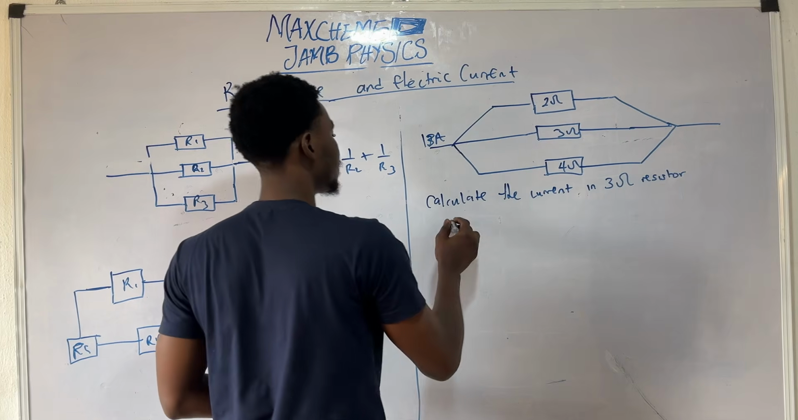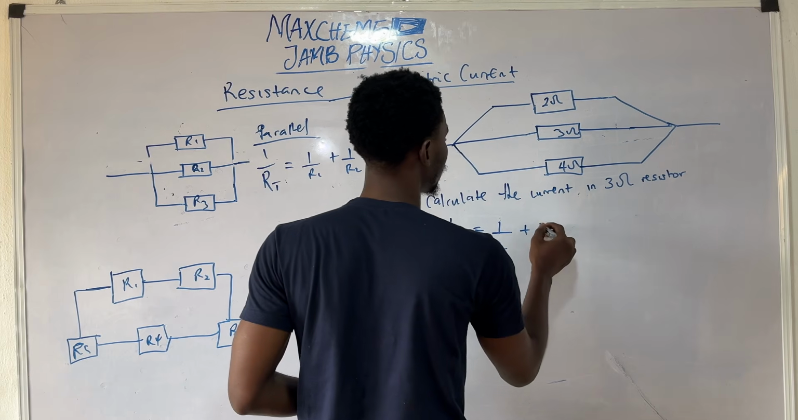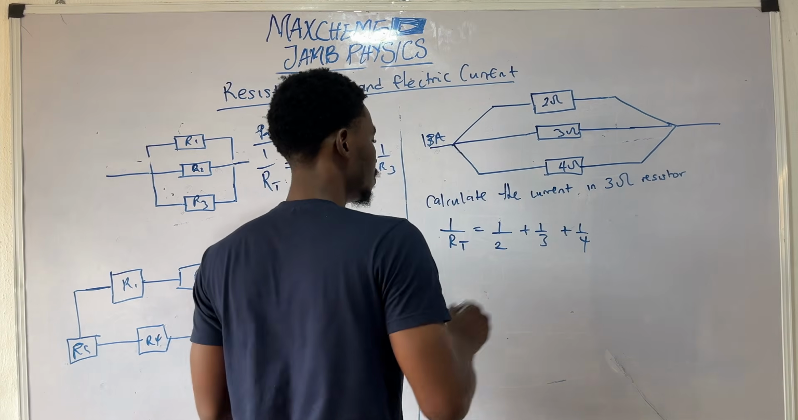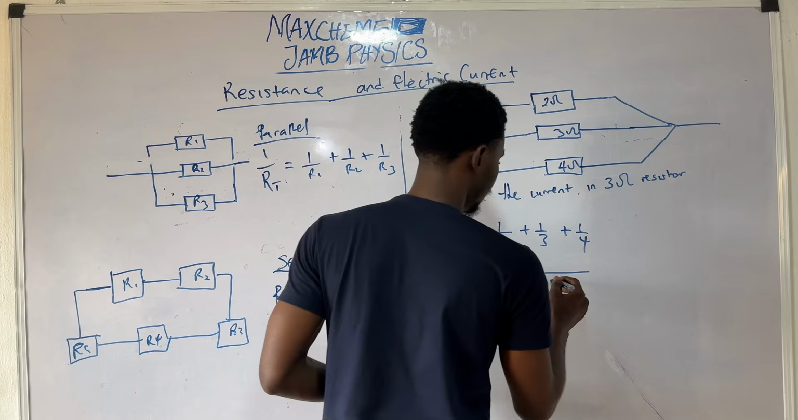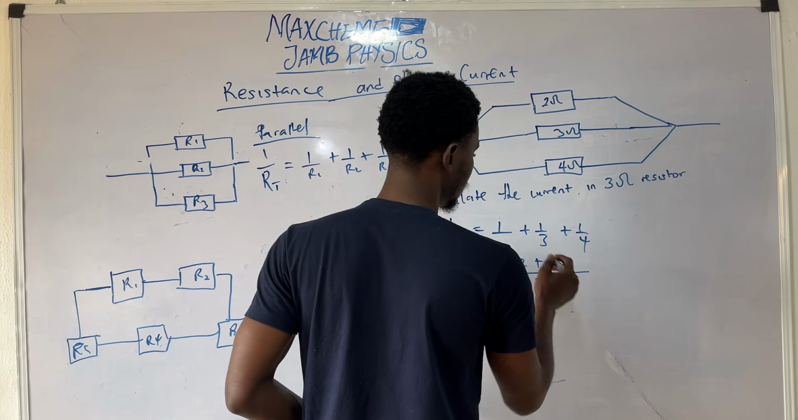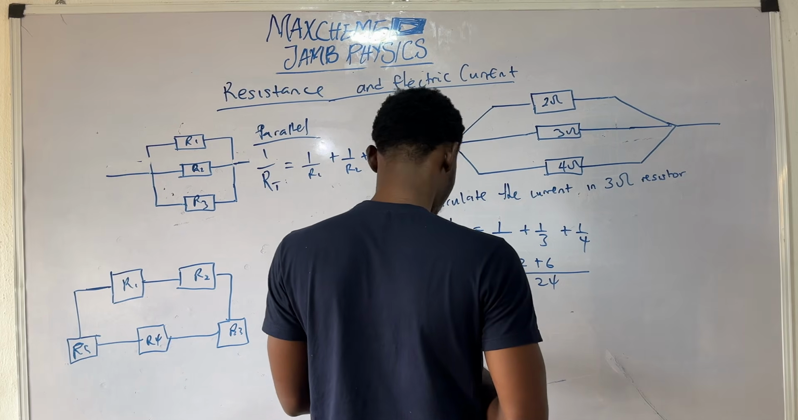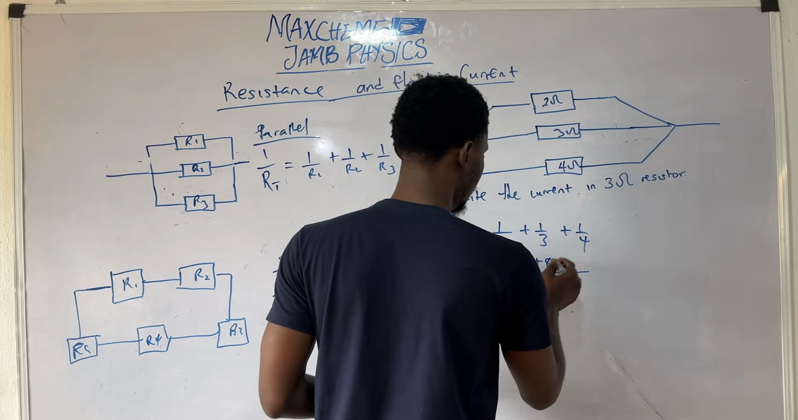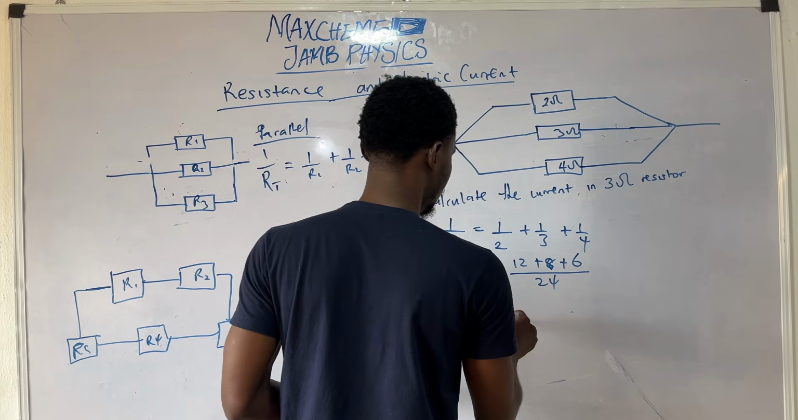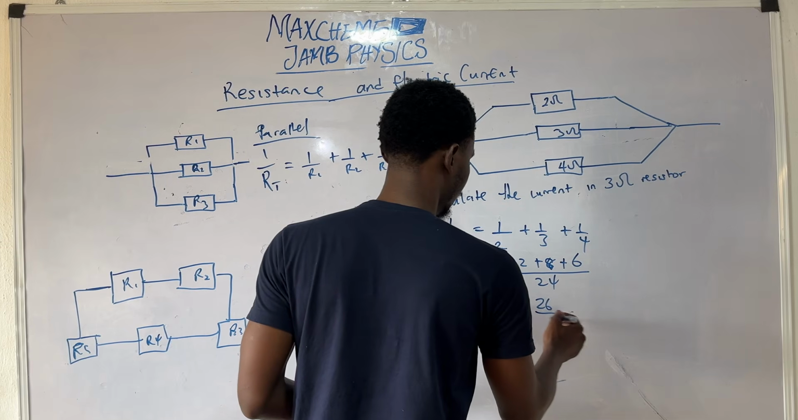So the total resistance is given by 1 over RT is equal to 1 over 2 ohms plus 1 over 3 ohms plus 1 over 4 ohms. So the LCM here is 24. So 1 over RT is 12 plus 8 plus 6, because 24 divided by 3 is 8, and 24 divided by 4 is 6. That gives us 26 over 24.